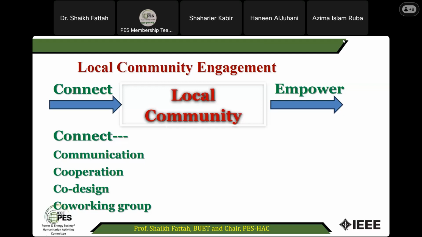So you have to do more communication. You have to talk with them. You have to discuss their problems with them. You have to see how you can get their cooperation. So it is a very important term: co-design.